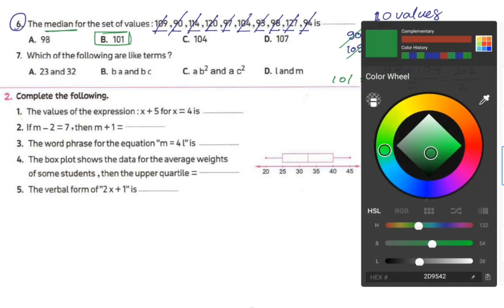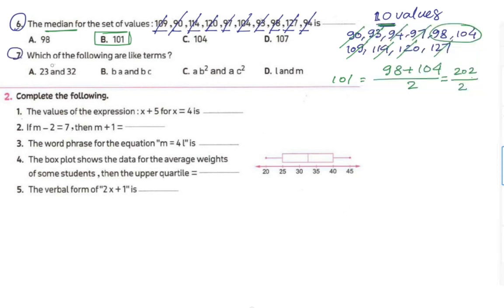Next question. Which of the following are like terms? What's the meaning of like terms? Like terms are any two terms you can add together. For example, if you have 2x and x, they are like terms. Why? Because I can add 2x plus x, which equals 3x. Now I can call 2x and x like terms.